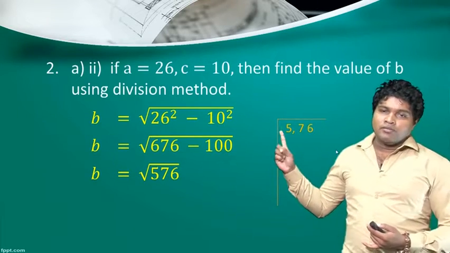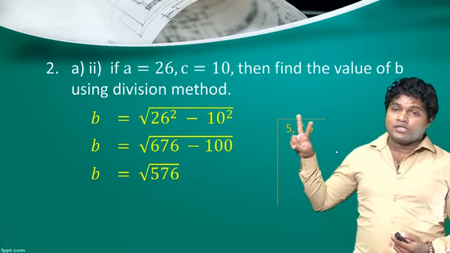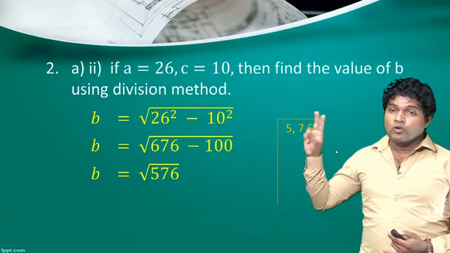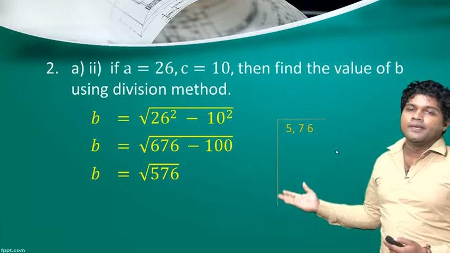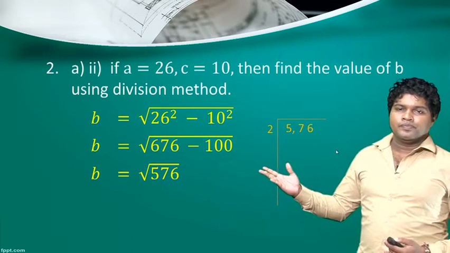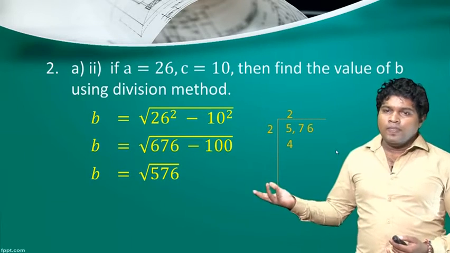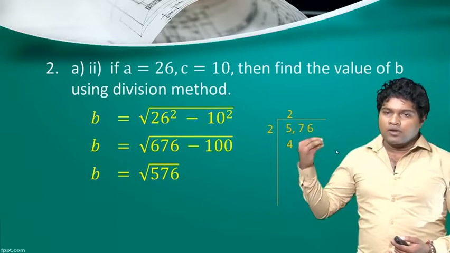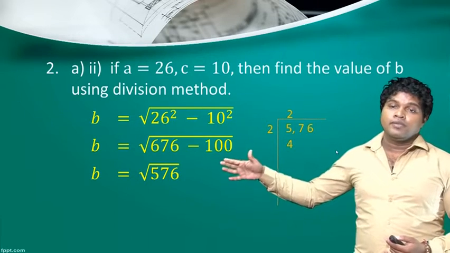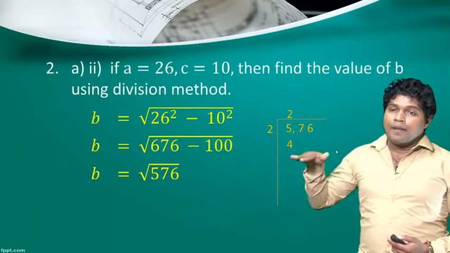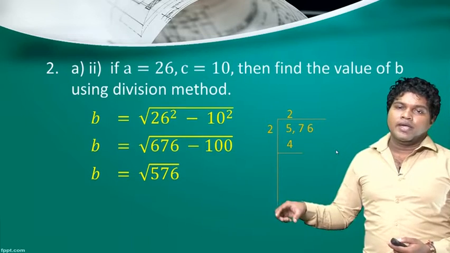According to the division method, you separate the number with a comma: 5 and 76. There are 2 separations, so the answer will have 2 digits. The first part is 5, the next part is 76. 2 times 2 is 4. We need the square number closest to 5. We cannot take 3 times 3 because it exceeds 5, and we cannot exceed the limit. So 4 is the closest square number to 5, and 1 remains.